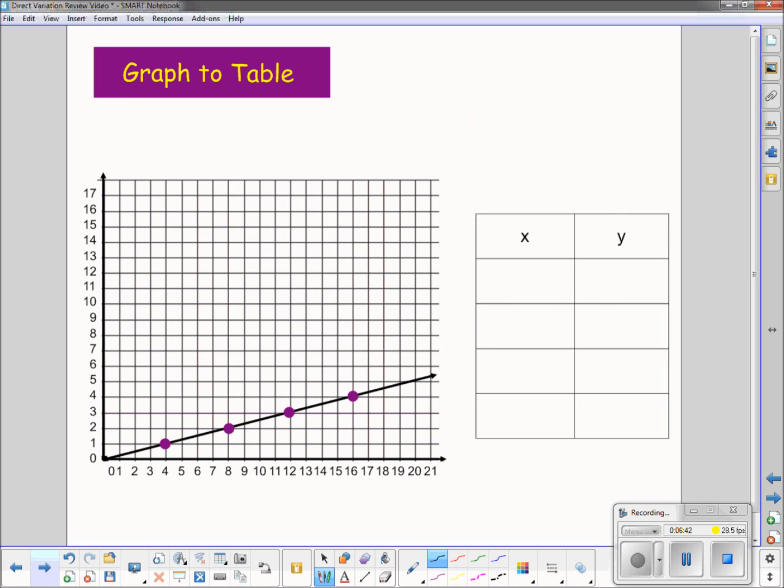And in this final example, we will go from a graph to a table. Now, to go from a graph to a table, we need to recognize ordered pairs, because if we remember, a table is basically a bunch of ordered pairs. So for the first point, I will see that I go across 4 and that I go up 1. The second point, I go across 8, up 2, across 12, up 3, across 16, up 4. And those are all 4 points, which help me fill out all 4 pairs in my table.